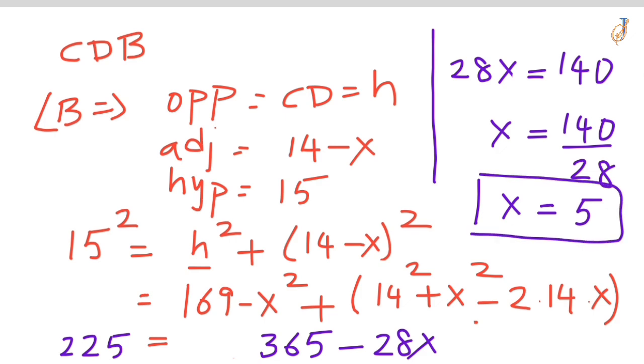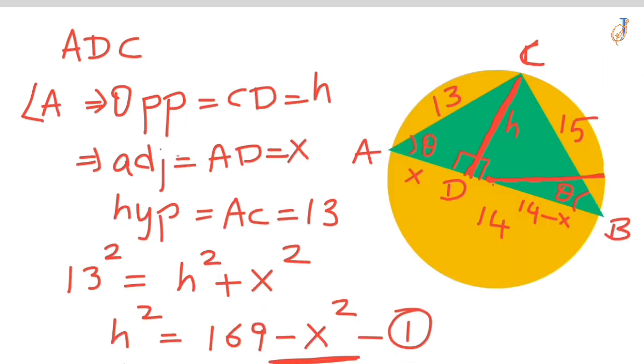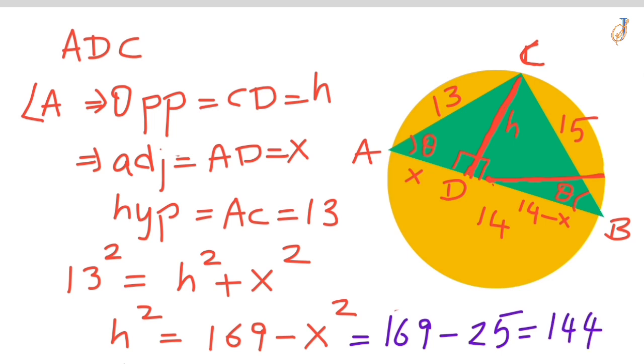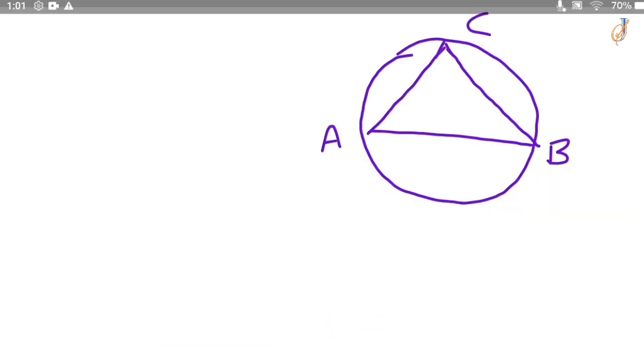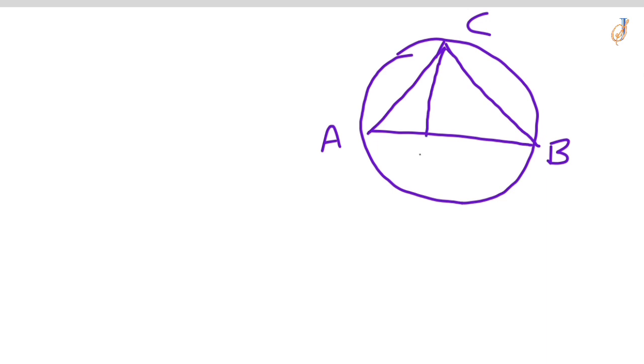We know the X value. Let's substitute it in equation 1. Then we can find the H value also. So H square equals 169 minus 25. That is 144. If H square is 144, the H value is 12. So we found the H value is 12 and the X value is 5. After drawing the CD line, we found this length, which is 5.